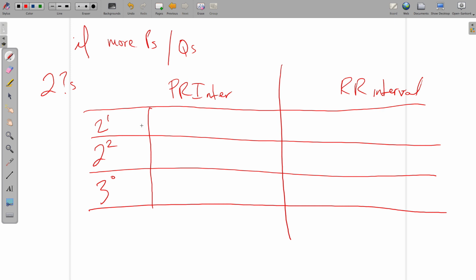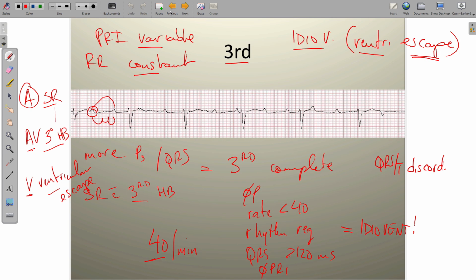So the PR interval in second-degree type 1 heart block, I'm going to write as variable. You can also think of it as elongating. I like to think of it as variable instead of elongating for one reason and one reason only. If you look at third-degree heart block, what is happening to the PR interval if your brain and your eyes start here? The answer is this PR interval has also elongated, yet this is not second-degree type 1 heart block. This is complete heart block because of other rules.